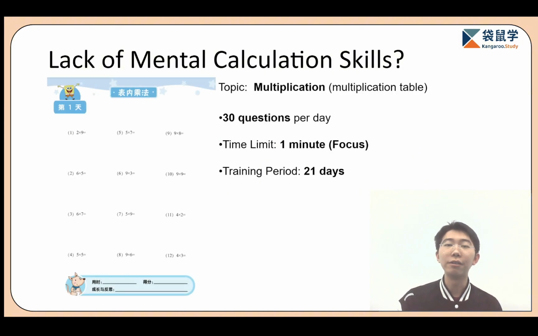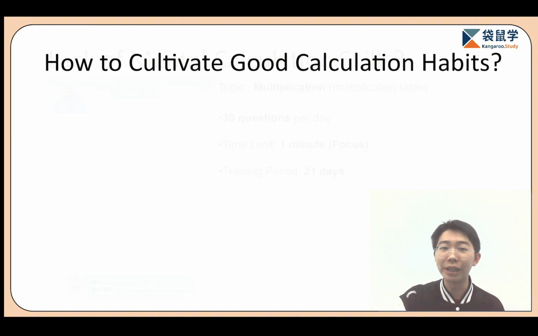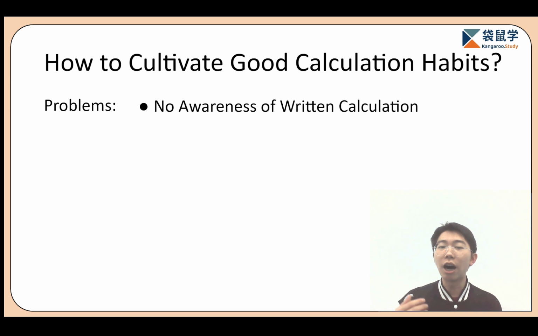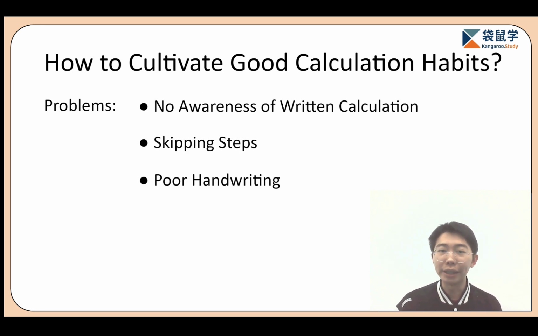Let me give you an example. Let's say I'm struggling in multiplication. Let's admit this plan. For 21 days, I'll attempt 30 multiplication questions per day within 1 minute. Now this won't take your child much time, but you will observe, as time goes, your child's calculation skills get improved. The remaining 3 issues are all habit related. No awareness of written calculation, skipping steps, and poor handwriting.